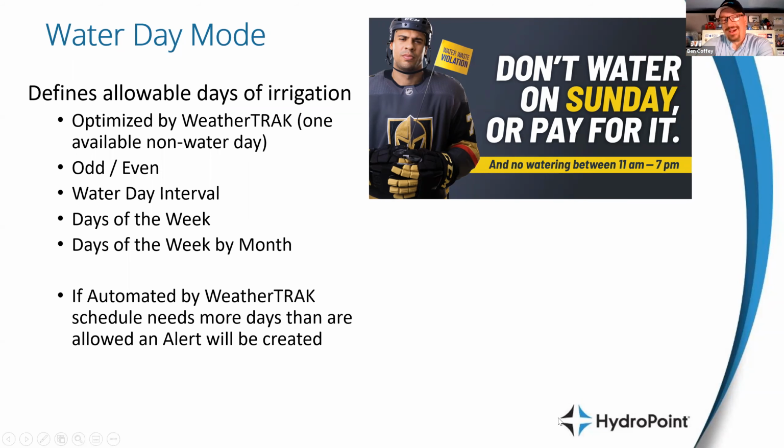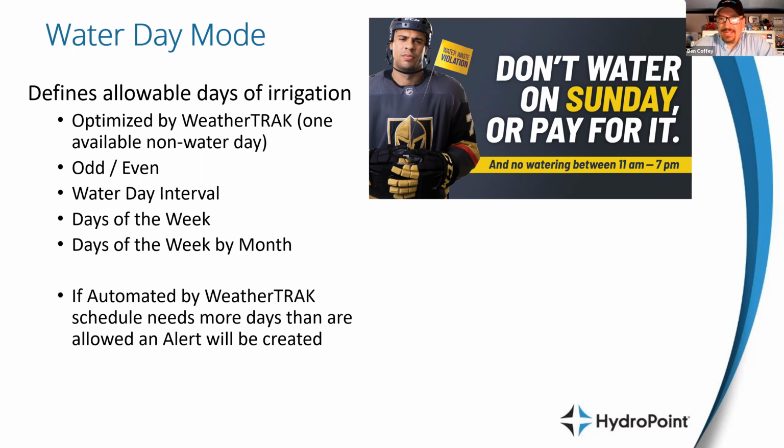The first one, which I think is what Vegas is using, is called Optimized by WeatherTRAK. That's the one that, if I had no water restrictions, this is where I would leave it. Optimized by WeatherTRAK allows your smart schedules to decide which day they're going to irrigate. By rule, we have one non-water day available, which would make it perfect for don't water on Sunday, but by design it is for maintenance days, the routine mow crew days. We want things to be dry for the mow crew.